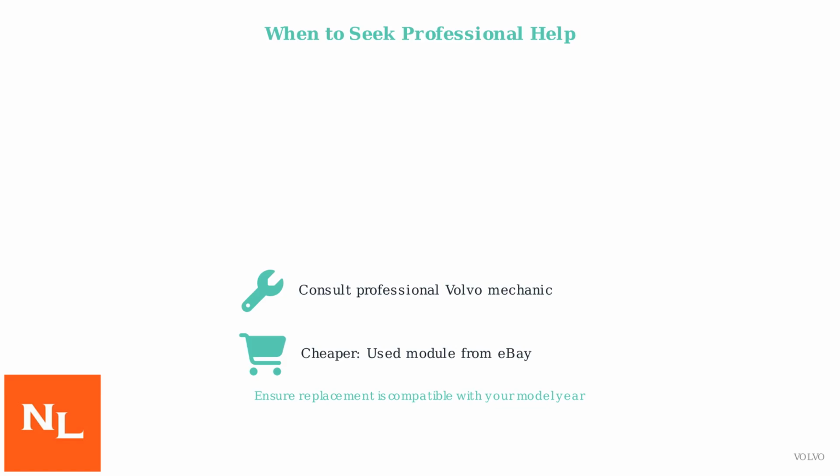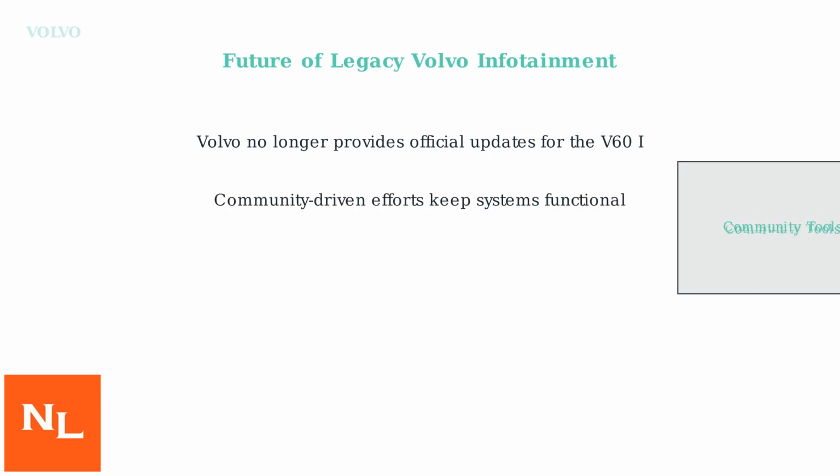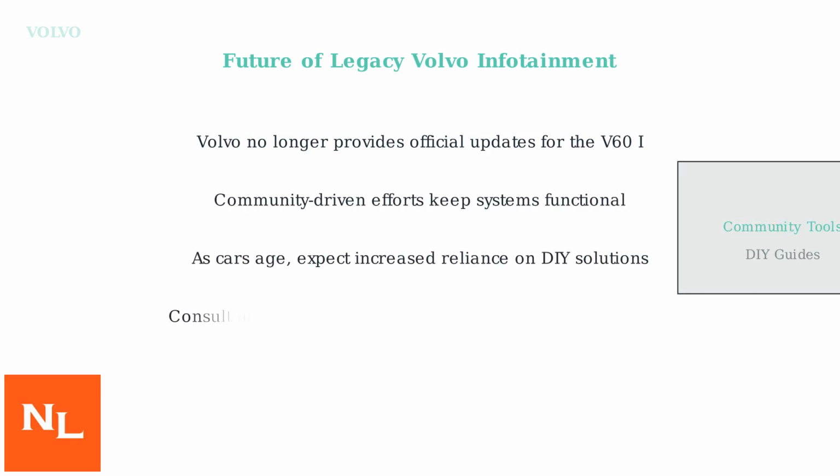Replacing the module with a used part from eBay could be a cheaper option, but ensure the replacement is compatible with your model year. While Volvo no longer provides official updates for the V60 I, community-driven efforts are keeping these systems functional. As these cars age, expect increased reliance on DIY solutions. Remember to consult model-specific service manuals and forums for the most accurate information.